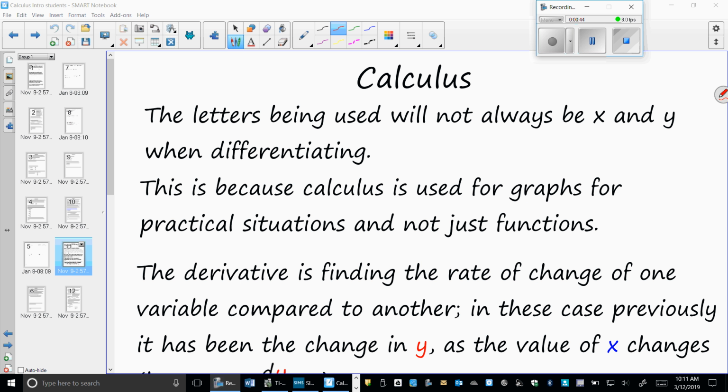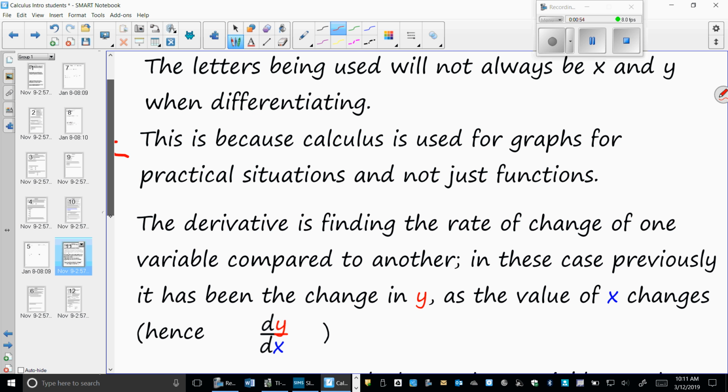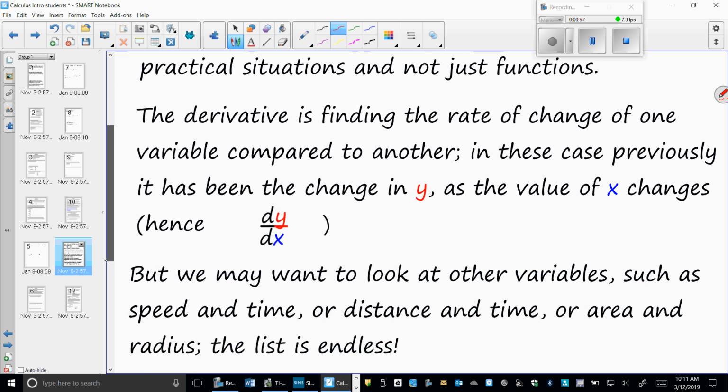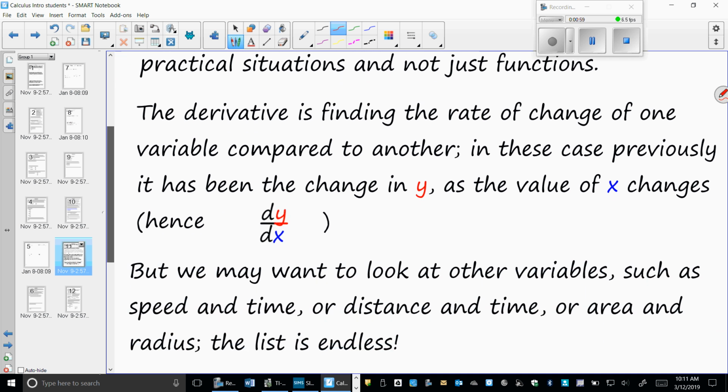So the letters being used will not always be x and y when differentiating. This is because calculus is used for graphs, for practical situations, and not just functions. Okay, the derivative is finding the rate of change. So if you see phrases like rates of change, that's what you'll be doing. You'll be finding the derivative. So it's the rate of change of one variable compared to another.